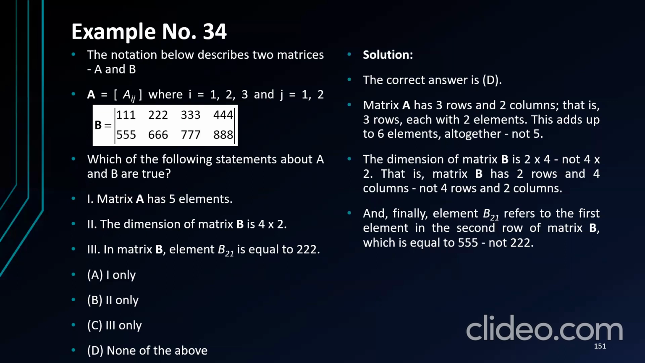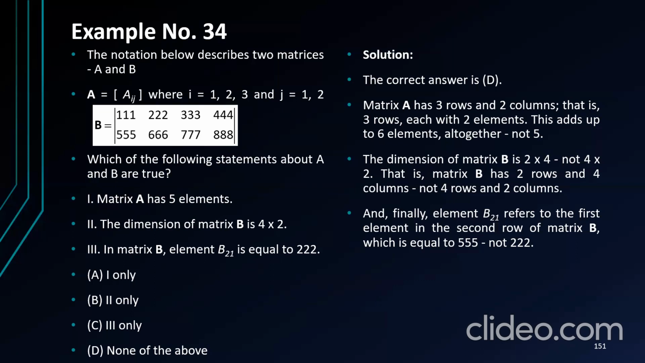1, matrix A has 5 elements. 2, dimensions of matrix B is 4 by 2. Ano yun ang totoo sa A and B? So 3, in matrix B, element B2,1 is equal to 2, 2, 2. Okay. A, 1 only. B, 2 only. C, 3 only. D, none of the above. Okay. Solution, so answer is letter D.